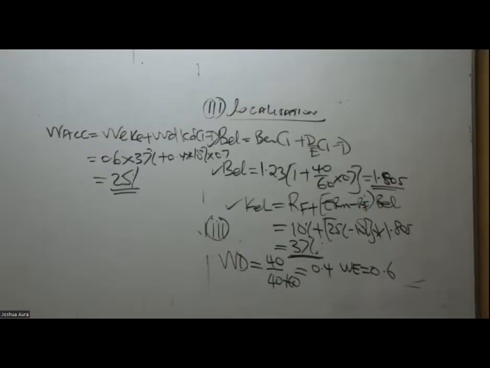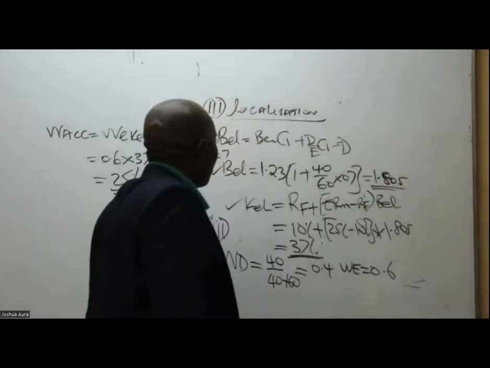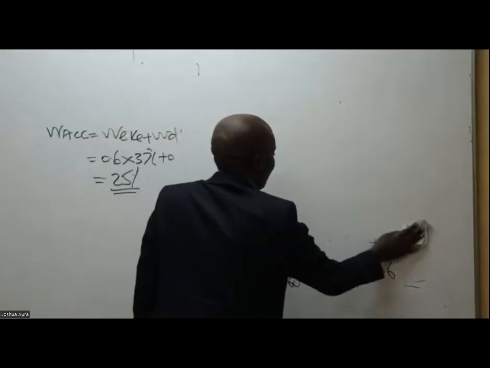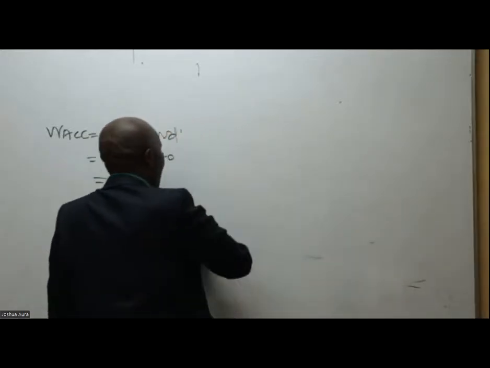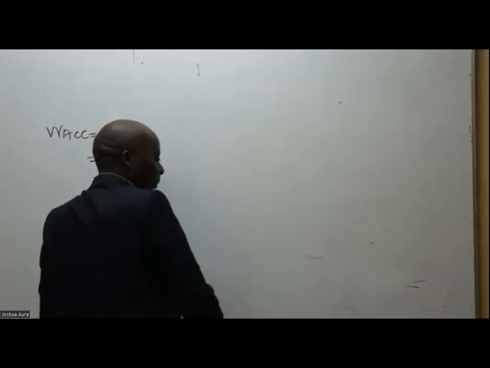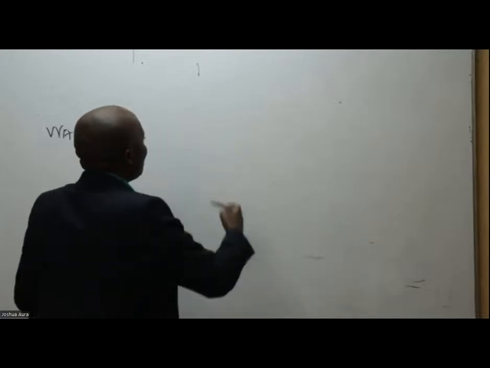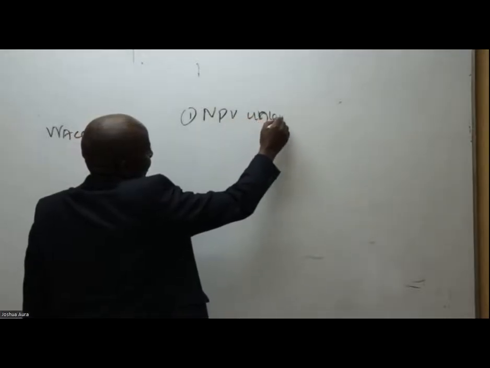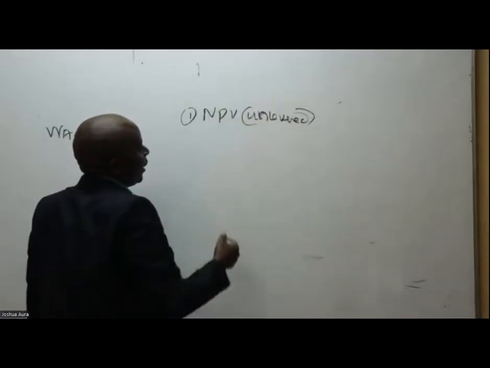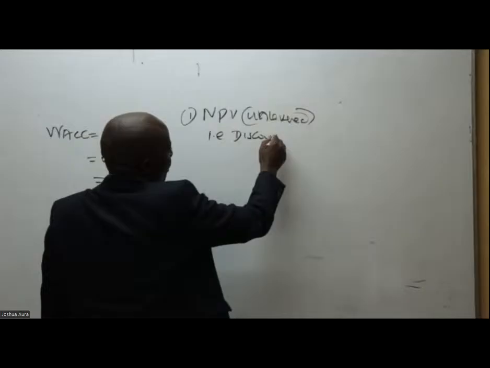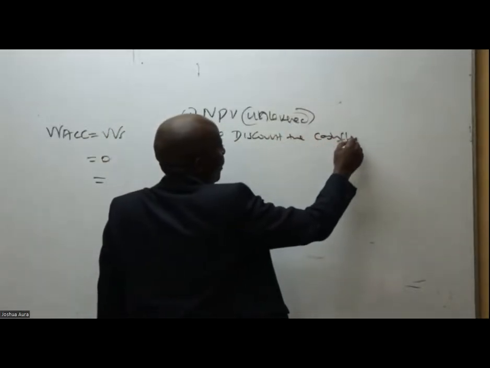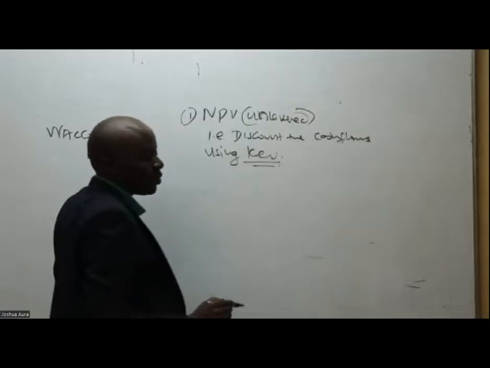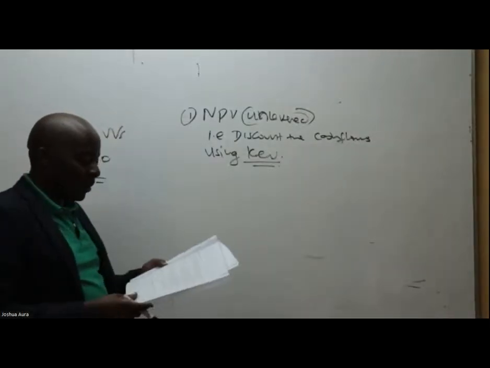Remember, ladies and gentlemen, the first step of APV, adjusted present value, is to give us the NPV unlevered, i.e. discount the cash flows given using the cost of equity of the unlevered firm.